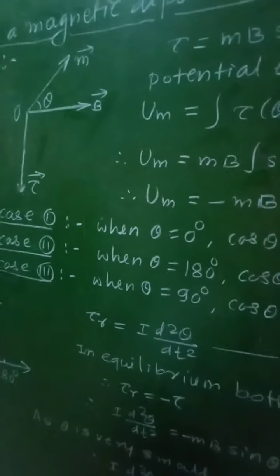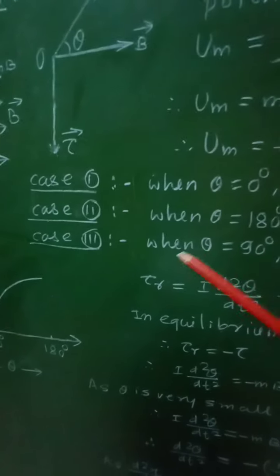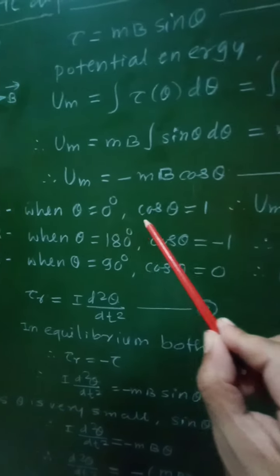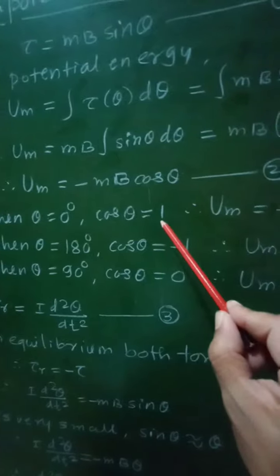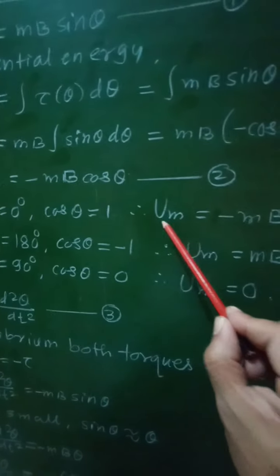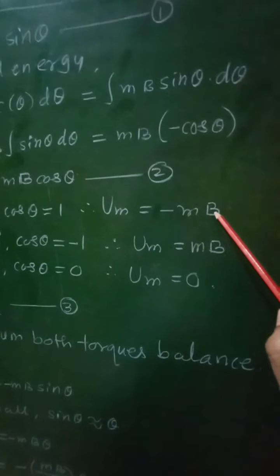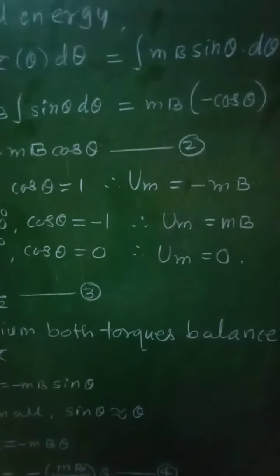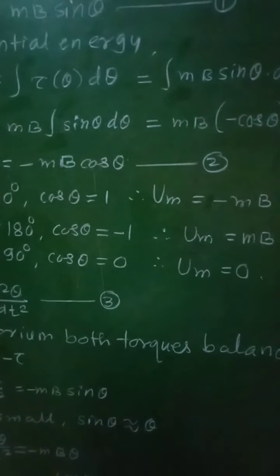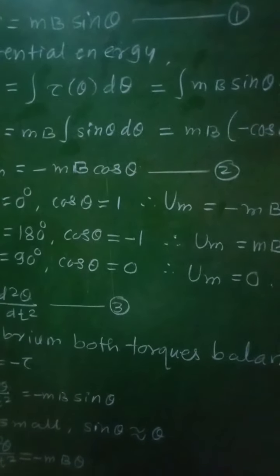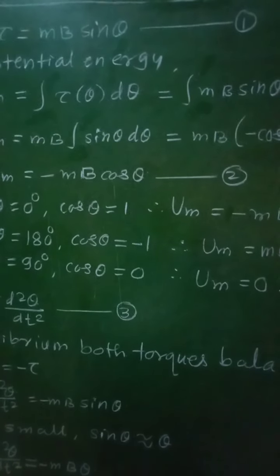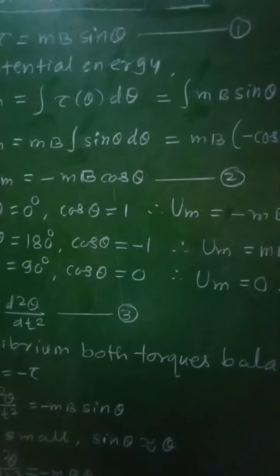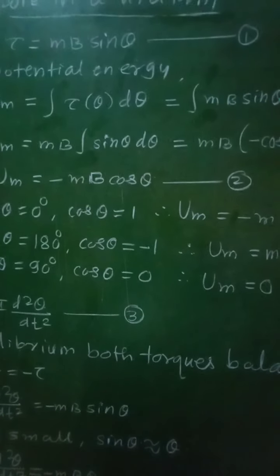Now let us see the first case, that is when theta is equal to 0. When theta is equal to 0, cos theta, that is cos 0, will be equal to 1, and therefore U will be equal to minus mB. As it is minus mB, this will definitely be the minimum potential energy, and therefore this is the position when m and B are parallel and the magnet possesses minimum potential energy and is in the most stable state.